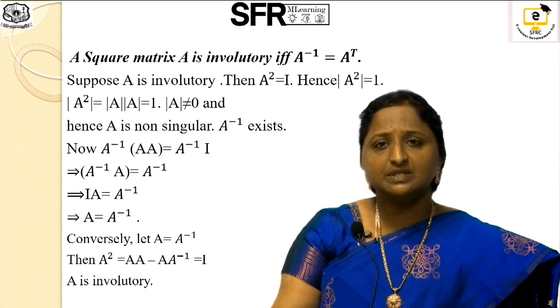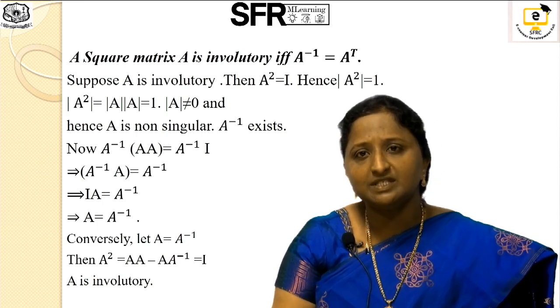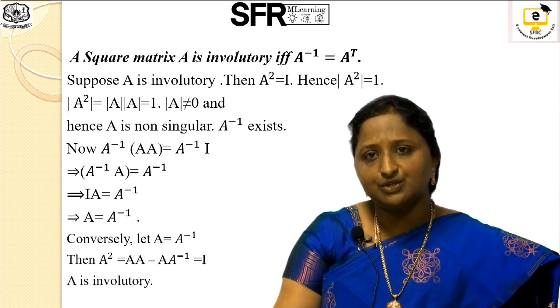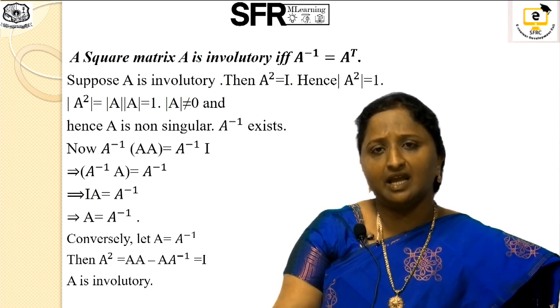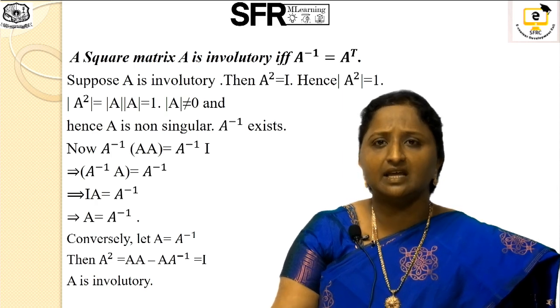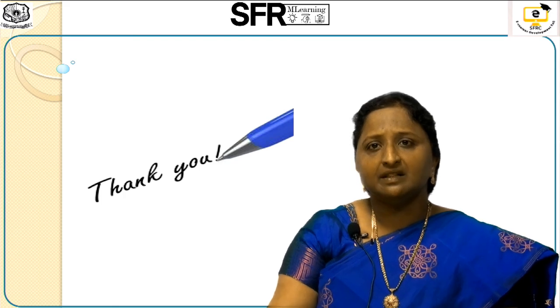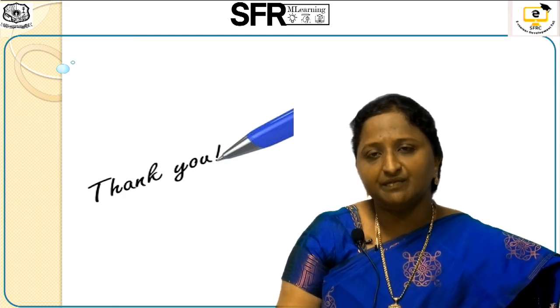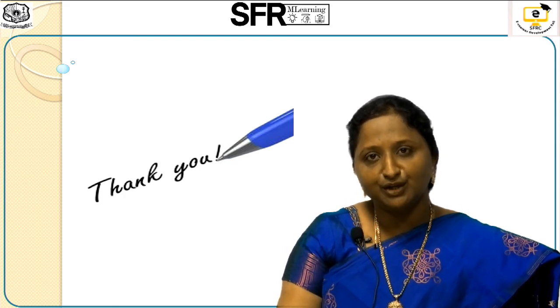The if part was proved; now I want to prove the converse part. Conversely, let A be equal to A inverse, then A squared is equal to A into A, which is A into A inverse, which is equal to the identity matrix I, hence A is involutory. I hope you all know about this property. I hope this session is very useful for finding the inverse of a matrix. Thank you once again.